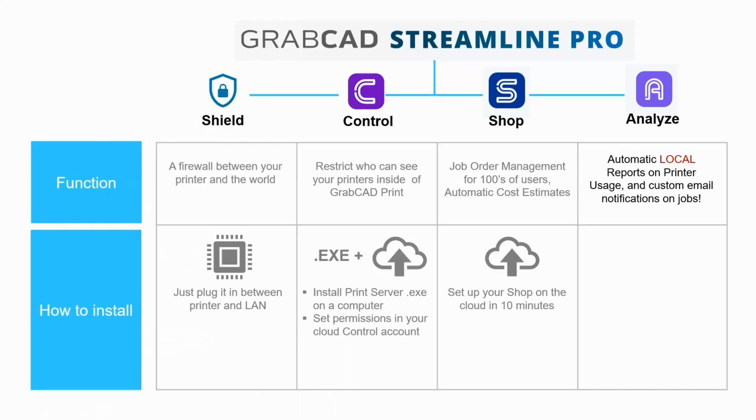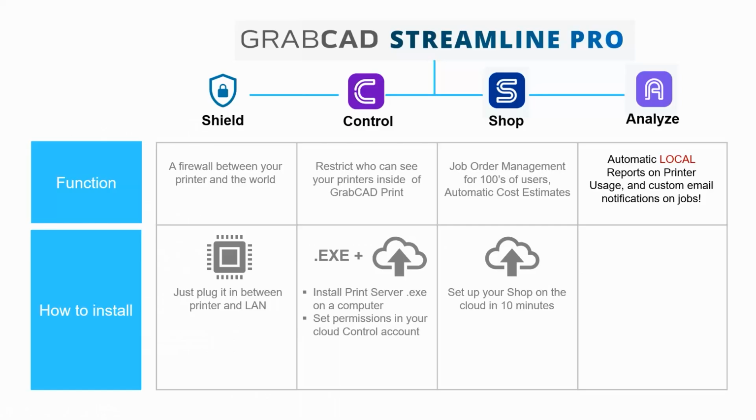Analyze. Analyze gives you automatic local reports in a dashboard form on printer usage, on efficiency, on material usage. It also gives you custom email notifications on the jobs. We're going to talk about just the dashboard portion of Analyze today, and then the next video is about the email notifications. We've talked about how to install every other part of Streamline Pro.